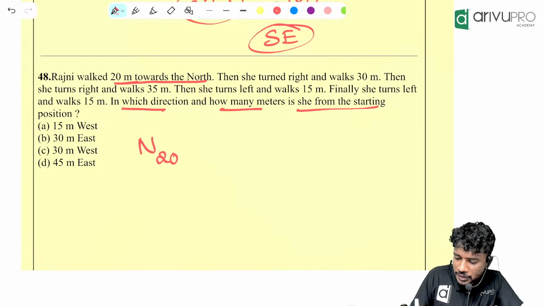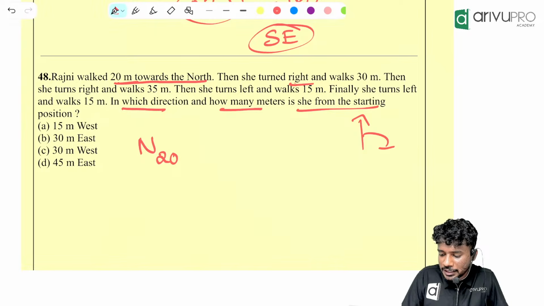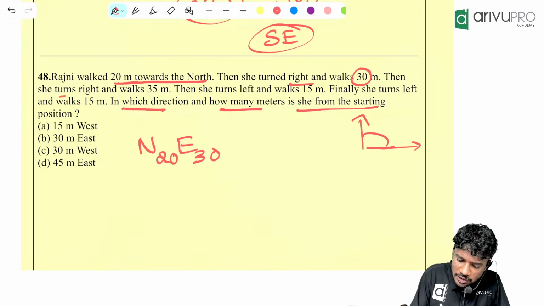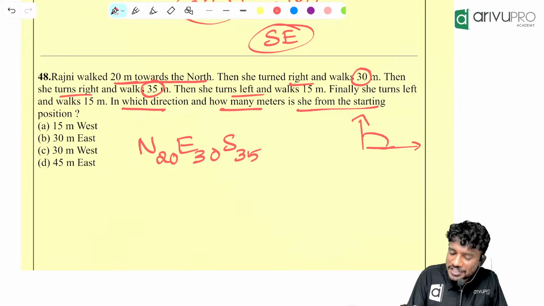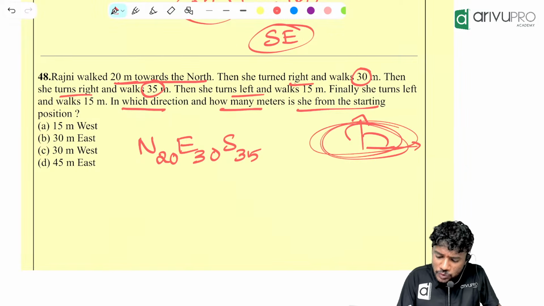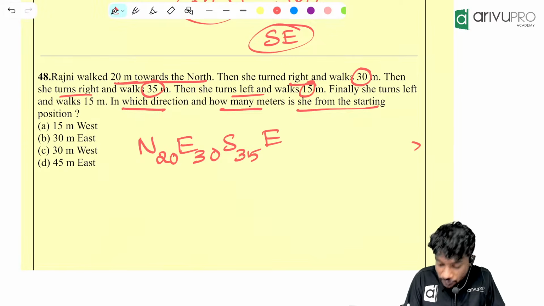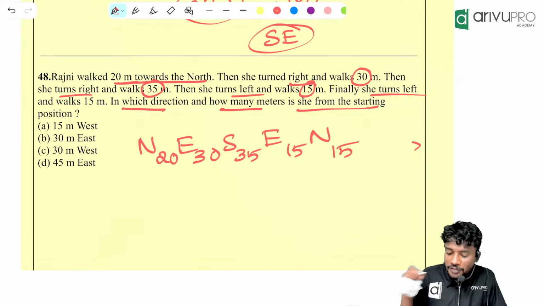Rajni walked 20 meters towards north. North 20. Then she turned right. Right of north is what, people? Right of north is east. Correct? East. How many meters? 30 meters. Then she turned right again. Right of east is south. How many meters? 35 meters. Then she turns left. Left of south is what, people? East. How many meters? 15 meters. Finally, she turned left again. North. How many meters? 15 meters.